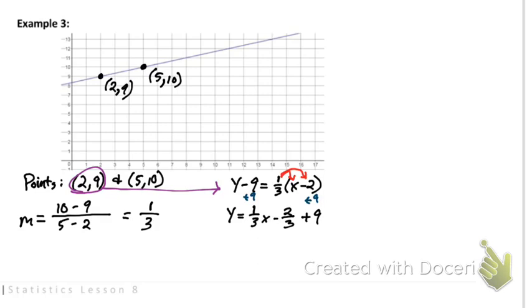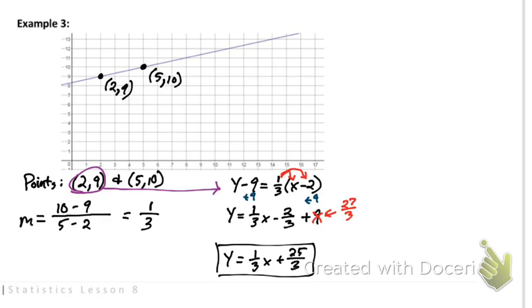What am I going to change 9 to so I can add it to 2/3? Shauna. 27. 27 over what? 3. 27 over 3, there we go. So we're going to turn this into 27 over 3, because 27 divided by 3 is still 9, which is going to give me y equals 1/3 x minus 2/3 plus 27 over 3, which is really 27 minus 2, a positive 25 over 3. That is my equation for that line.